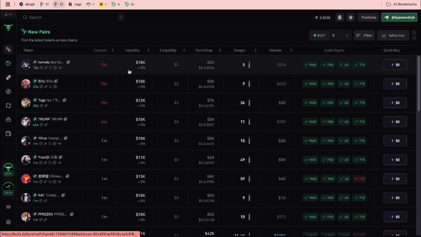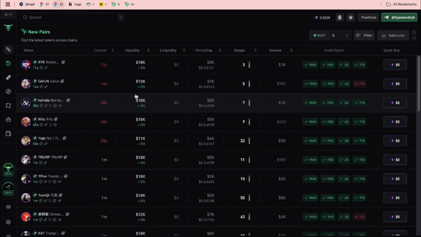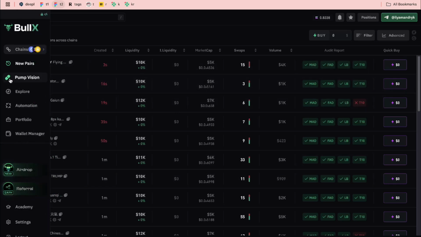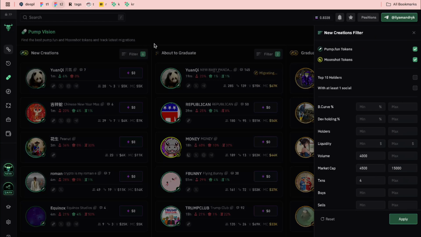So we can go to new pairs, and here we can see a lot of them. So we can see time it was released, like 17 minutes 7 seconds ago, and so on. We can see some information here, and this is the way of how to find new tokens and new coins. But in my case, I mostly do not use this page here, because as for me it's really easier to use Pump Vision. So from this page we can trade Pump Fun and also Moonshot tokens.